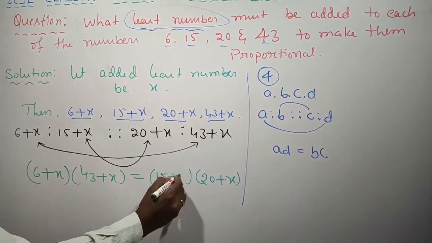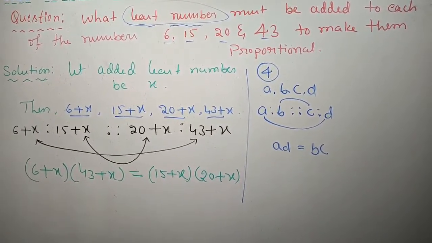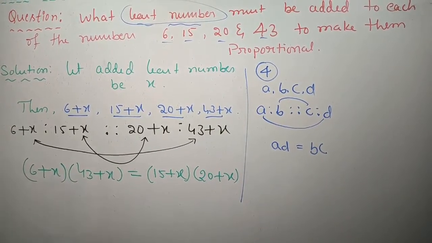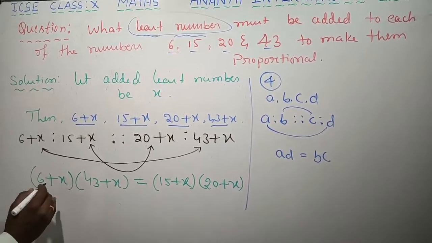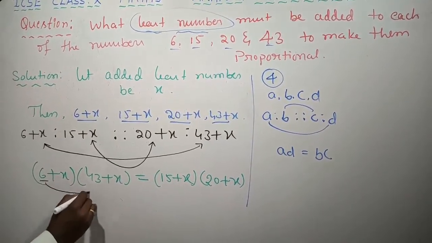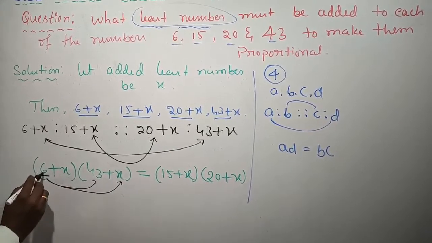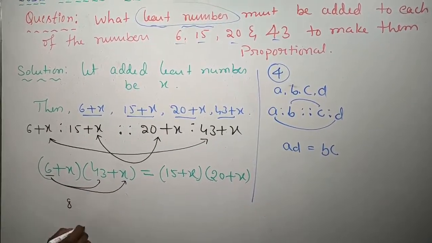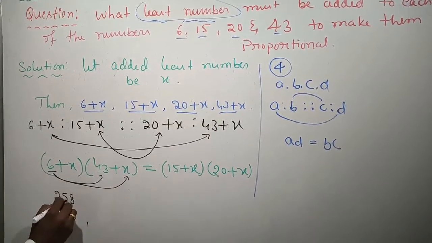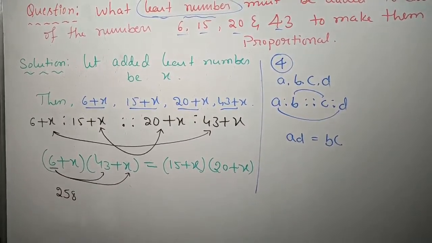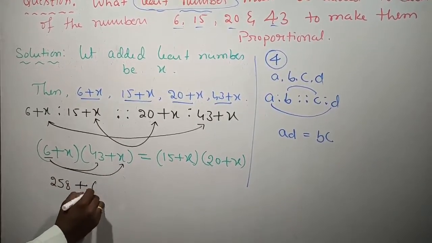Now what is next? Remove the brackets and do the multiplication and simplify. You will get the x value, children. How to do? Look here, children. From 6 I will multiply 43 once and x also. 6 into 43: 6 3 is 18, 1 carry. 6 4 is 24 plus 1, 25. 258 we got. 6 into 43 plus 6 into x, 6x.